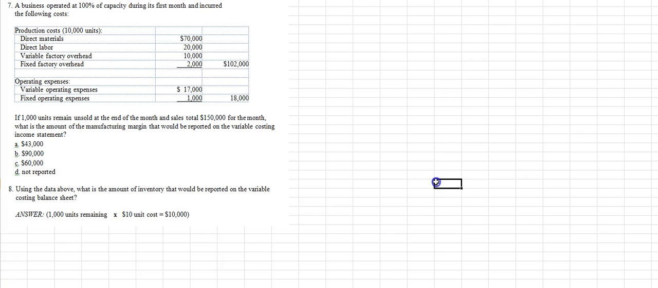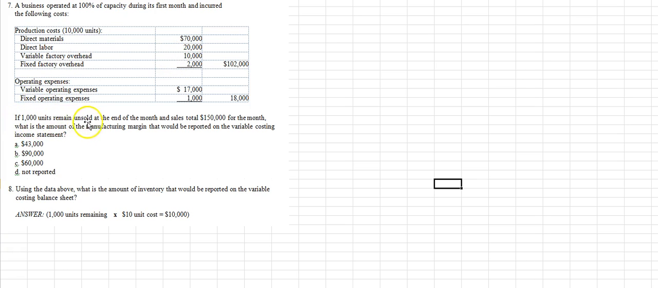So let's do 7 and 8. A business operated at 100% capacity for its first month. So this is the first month. The reason they're telling you that is because they're basically letting you know there's no inventory in this business, right? Okay, and incurred the following costs. These are all the costs that it incurred.